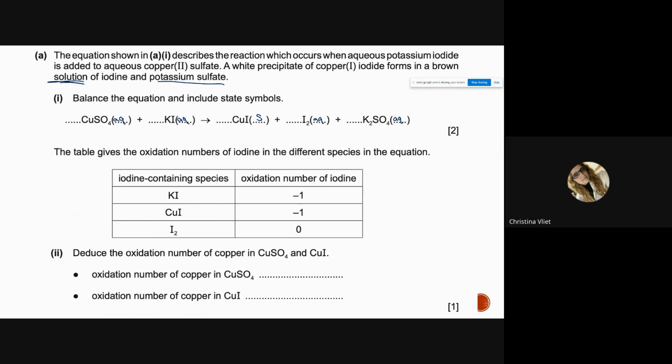Balance. Is this easy or hard to balance? What do you think? It is easy. You've got two iodines on the product side. So what do you need to put in front of KI? Two. You've now got 2K, 2K, 2.